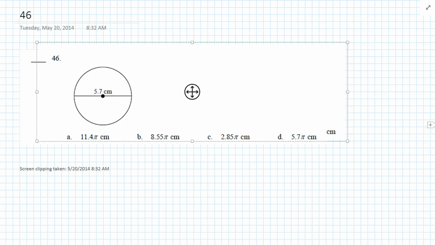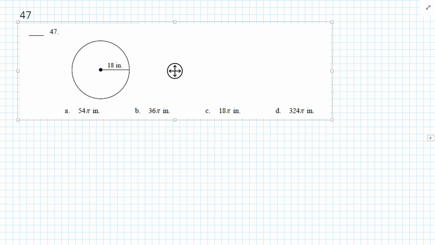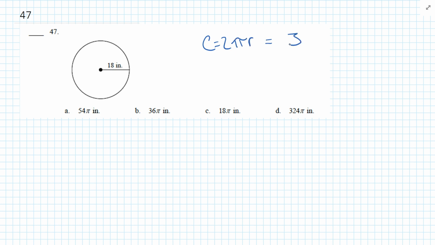46. Find the circumference. Well, the circumference of a circle is just pi times diameter. If it says leave it in terms of pi, it would just be 5.7 pi. Answer is D. 47. Find the circumference. The circumference is 2 pi r. So this one would be 2 times 18 would be 36 pi. 47, the answer is B.